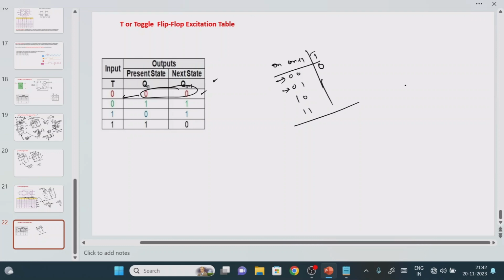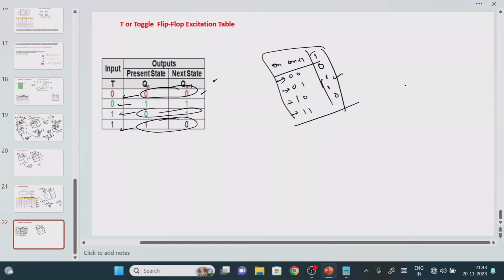Next, the value 0 1. 0 1 means the T value is 1. Next, 1 0: looking at Qn Qn+1 as 1 0, the value is 1. Next, 1 1 means 0. This is the excitation table for the T flip-flop.